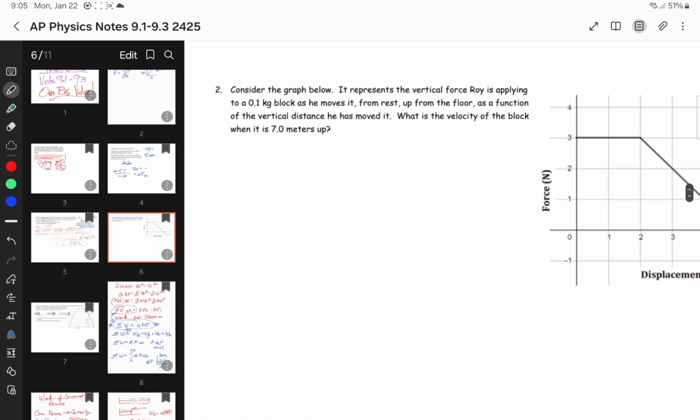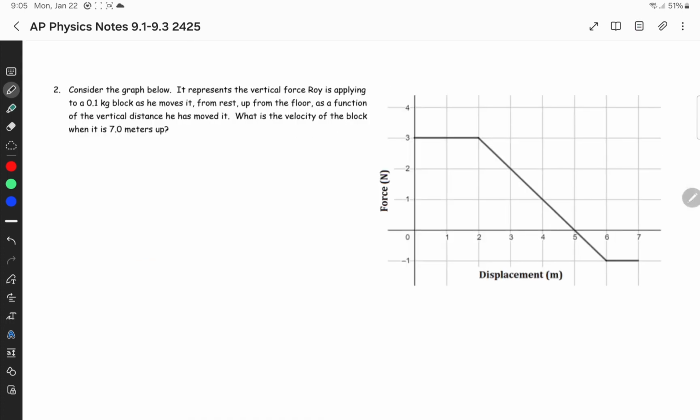Sometimes you'll be given a graph like this. So here it says, consider the graph below. It represents the vertical force Roy is applying to a 0.1 kilogram block as he moves it from rest up from the floor as a function of the vertical distance he's moved it. What's the velocity of the block when it is 7 meters up?